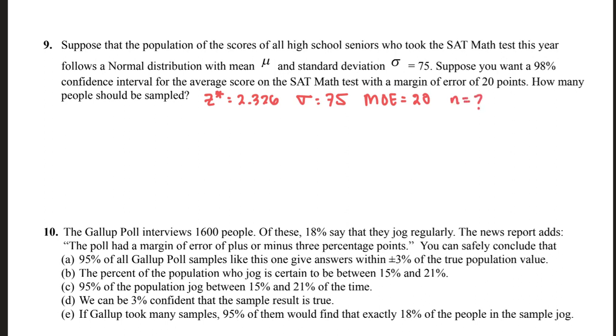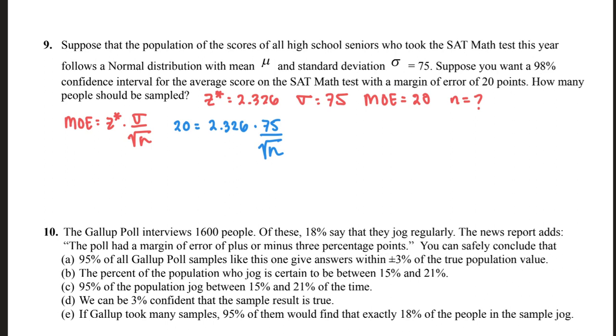So this problem is about means. So we know that the formula for the margin of error is going to be the margin of error equals z star times sigma over the square root of n. So plugging in everything we know, it's going to be 20 equals 2.326 times 75 over the square root of n.